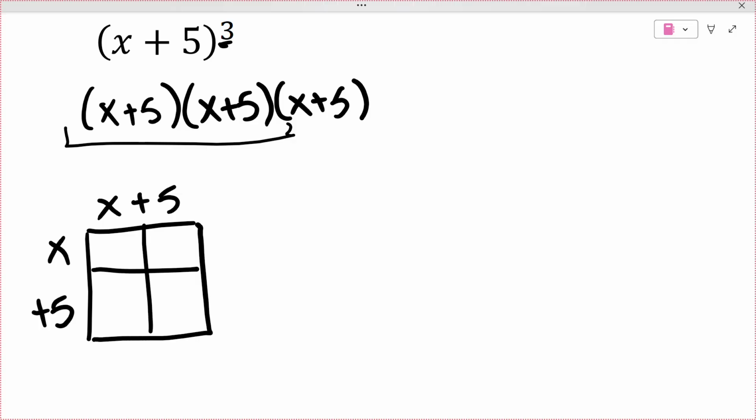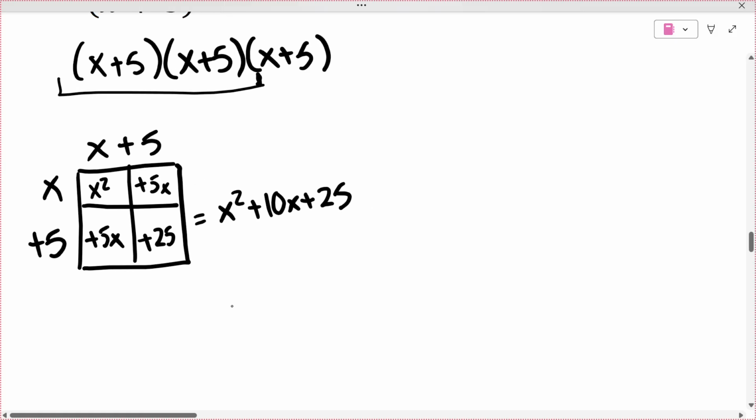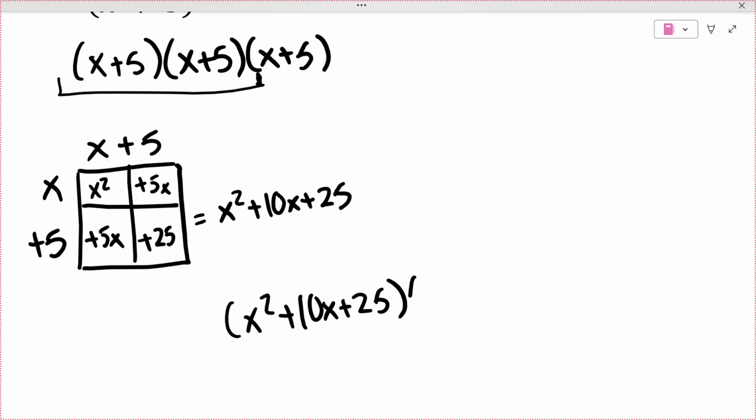Then from there, I'll take my answer and I'll multiply it by the last one, okay? So this makes x squared plus 5x plus 5x plus 25. So I'm going to write that out. That makes x squared plus 10x plus 25. Now what I'm going to do is I'm going to take that x squared plus 10x plus 25 and I'm going to multiply it by my last one. So I'm going to take x squared plus 10x plus 25.